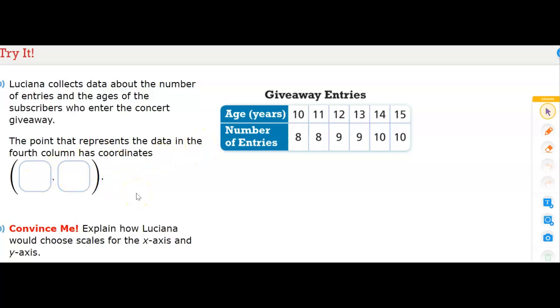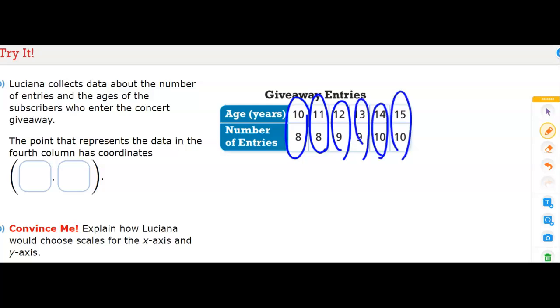So if we look at the data, the columns, remember, are the part of the table that goes up and down. So these are all columns. Up and down are the columns. Rows go left to right. So vertical are columns, horizontal are rows.